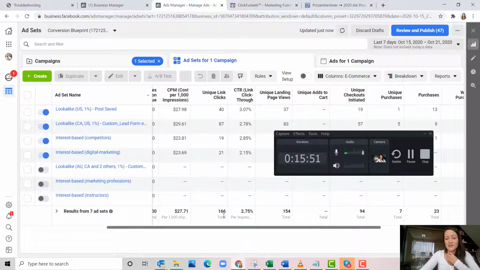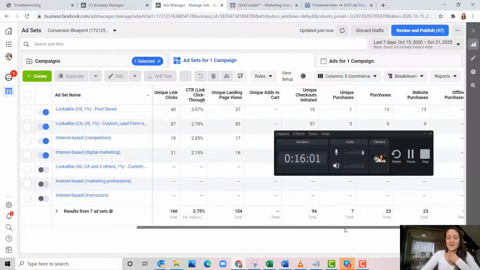So here, 166 people clicked on the link, 154 landed on the page. This is about the same, right? And then I had 7 people checking out. So my conversion rate is even slightly lower here. But look at the purchases then. I had the unique purchases, and 7 people actually checked out. So my conversion rate is lower here. But I have in total more purchases.